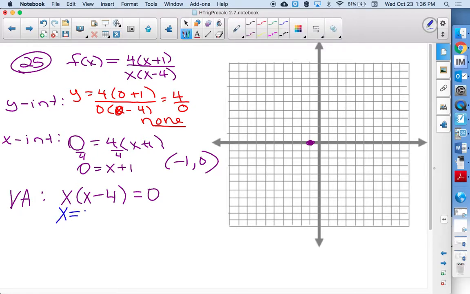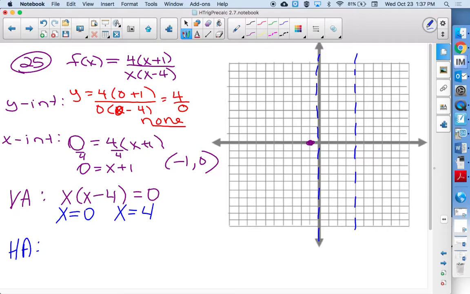So the first one would be 0, which would create my asymptote at x equals 0. The second one would be 4, so I'd have an asymptote at x equals 4. Both of them give me undefined values, because I could plug in a number for x and get 0, or plug in 4 for the other x, and 4 minus 4 is still 0. So the reason we don't have a y-intercept is because there's an asymptote at x equals 0.